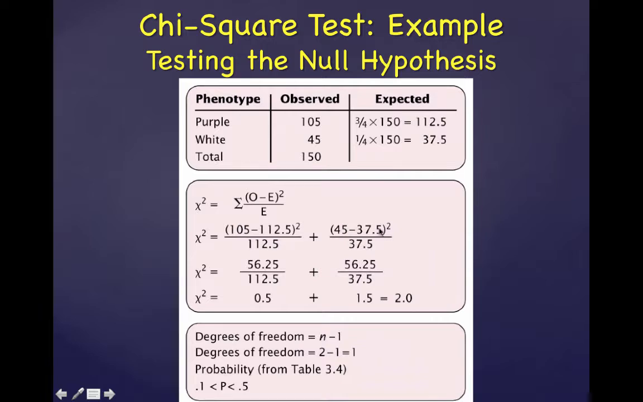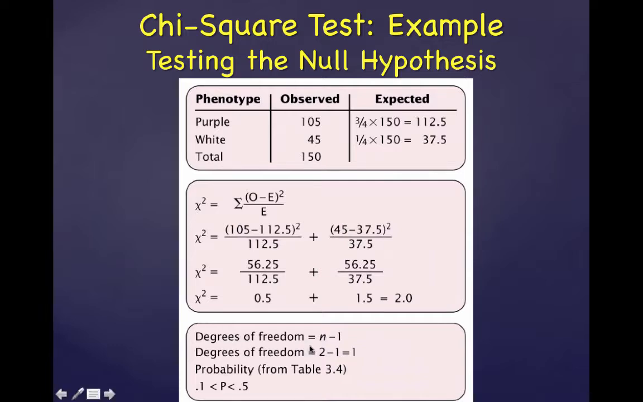Likewise, with the white flowers, we observed 45. We should have expected 37.5. We'll take the difference and square it, and then divide that product by 37.5, or the expected amount again. So once we work through all of that math, we then will add up our two chi-square values. So we end up with 0.5 for the purple flowers, 1.5 for the white flowers, for a total chi-square value of 2.0. So x squared equals 2.0 here.